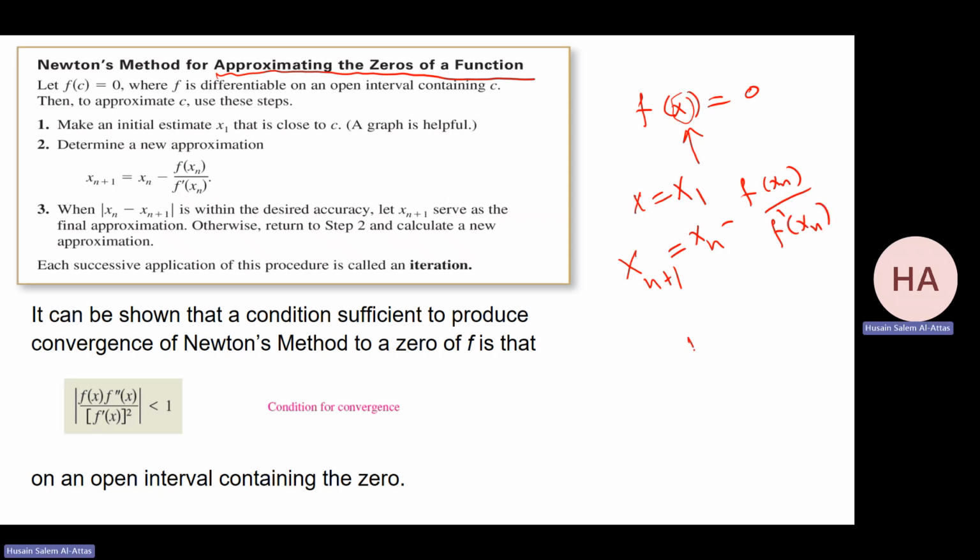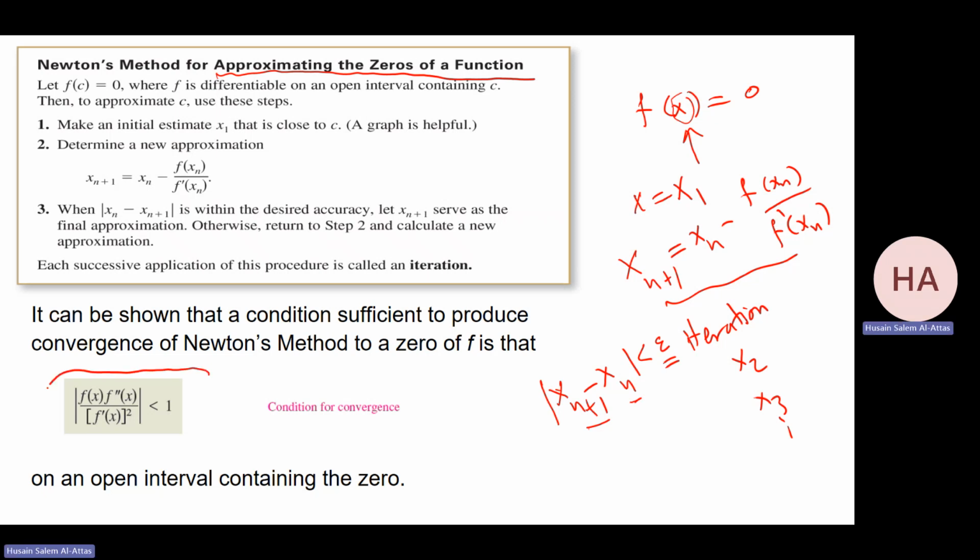So we'll do what's called the iteration to find x2. Then you plug x2 in the equation to find x3, and so on. So this is what they call the iteration. When will you stop? If the difference between iteration number xn plus 1 and the one before it is less than the error which you are looking for. You use epsilon for small numbers.